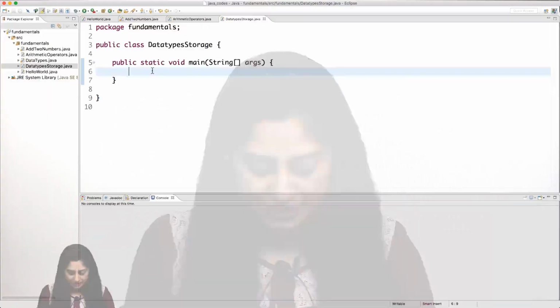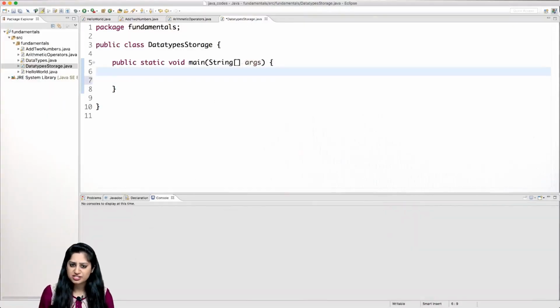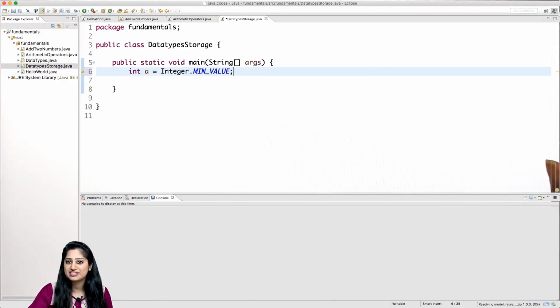So in the previous session we discussed how our integer numbers are stored deep down in memory, right? How a positive number is stored, how a negative number is stored. I just quickly want to add a couple of points to it. If I have an integer here and I want to store the smallest possible value in the integer, then what you can do is write Integer.MIN_VALUE here. So this will give you the minimum value an integer can store.